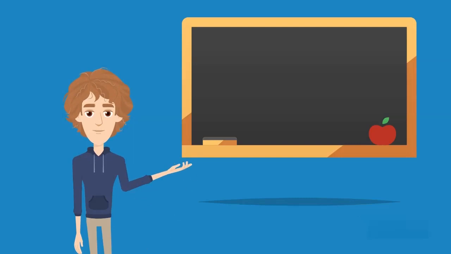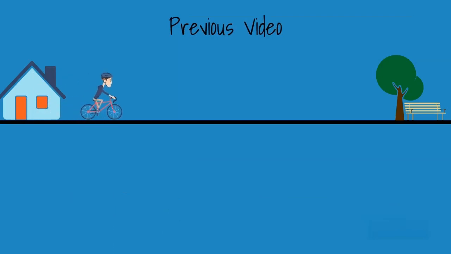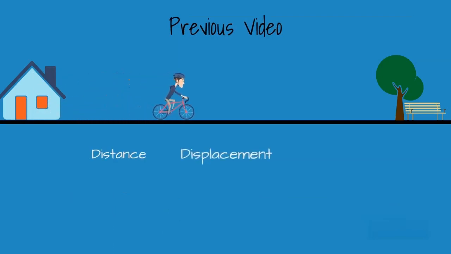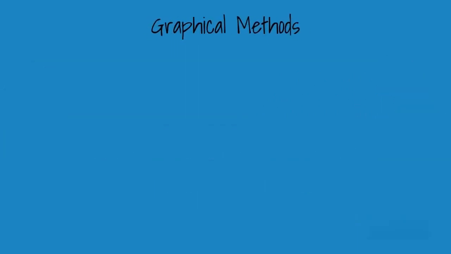In this video, we will learn about the distance time and velocity time graphs. In our previous video, we have learned the concepts of distance, displacement, speed, velocity, and acceleration for an object in motion. Now, let's try to understand these concepts using graphical methods.